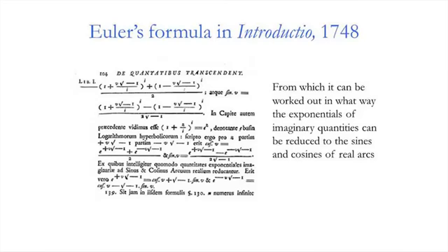Third line up, you see the Euler formula. e to the plus v square root of minus 1 is the cosine of v plus the square root of minus 1 times the sine of v. And the sentence above that says it in Latin, from which it can be worked out in what way the exponentials of imaginary quantities can be reduced to the sines and cosines of real arcs, of real distances.